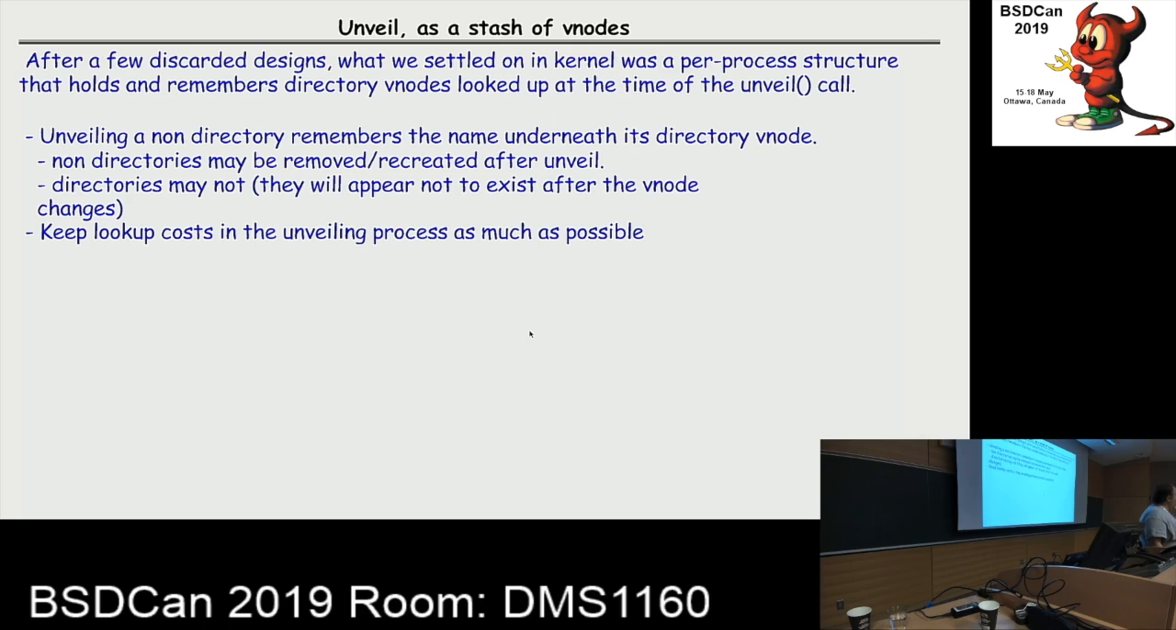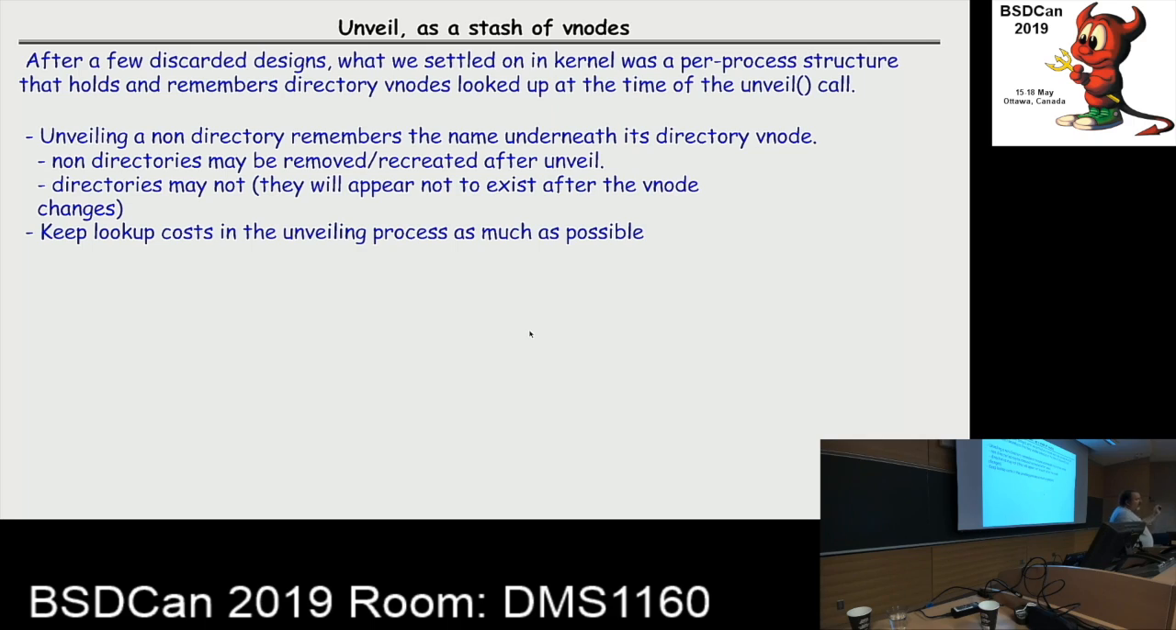Of course, when you effectively do a relink, the vnode corresponding to that name changes. And we didn't want programs that do this to have to be punished if they want to say, hey, I want to unveil my config file. And somebody edits and replaces their config file atomically, so the vnode changes. But the directory vnode generally doesn't change. So in order to make it efficient, the compromise here is directories may not be removed after you unveil them.